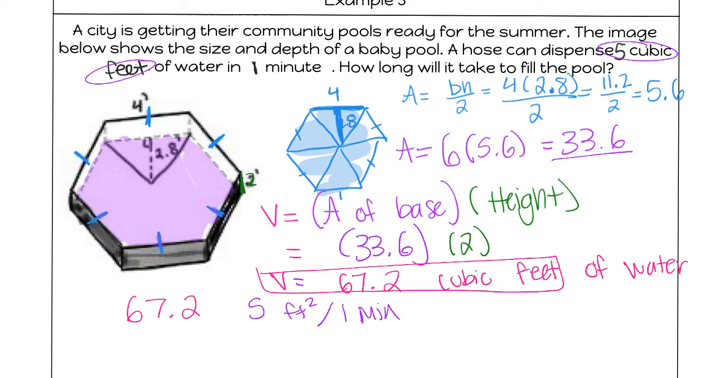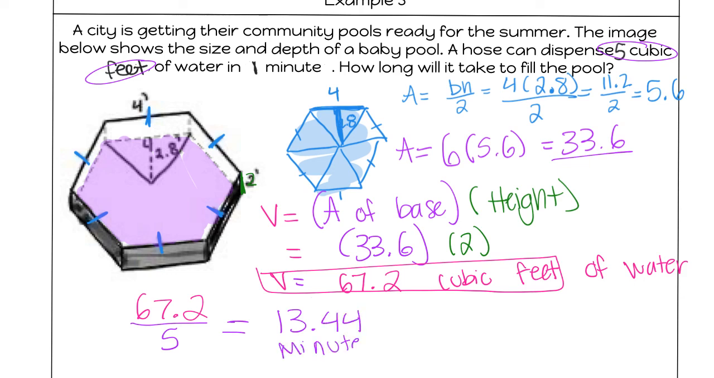Okay, so what we should do is we should take that volume of our pool, divide it by the 5 cubic feet. Okay, so we have 67.2 cubic feet divided by 5 cubic feet per minute will give us the number of minutes. Okay, which is 13.44 minutes. Let's just round to 13 minutes.